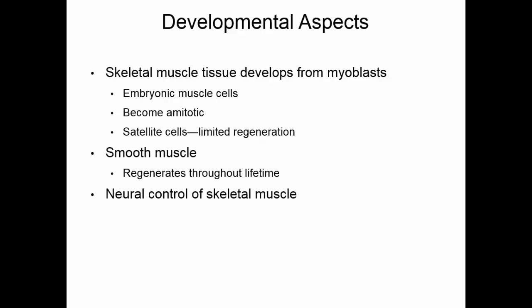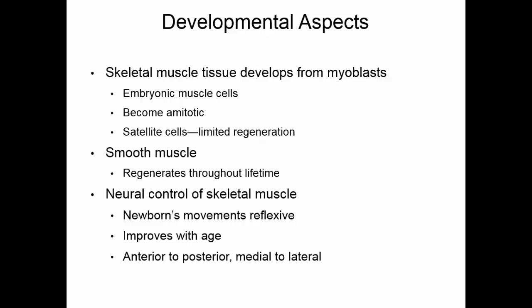The somatic nerves control skeletal muscle. A newborn's first movements are reflexive, but all of your skeletal muscle control improves with age. Maturation occurs anterior to posterior. Babies can control their heads before they control their feet, and from medial to lateral. Babies can wave bye-bye long before they can pick up Cheerios with their fingers.